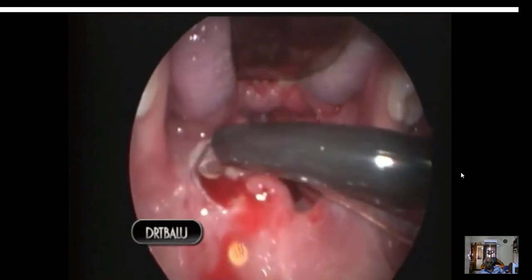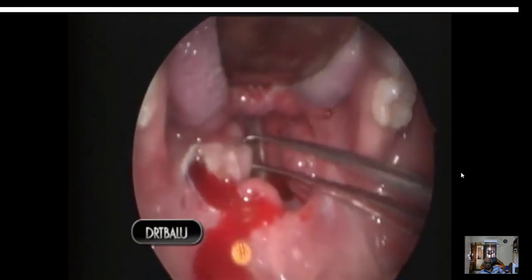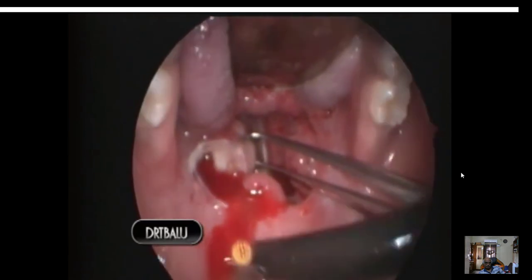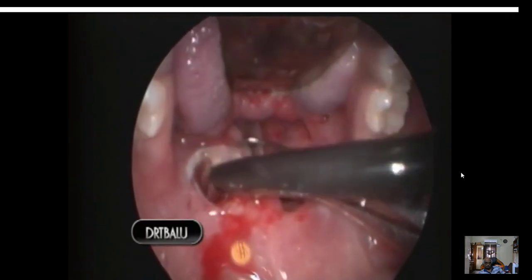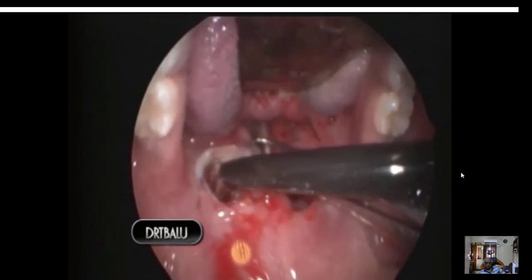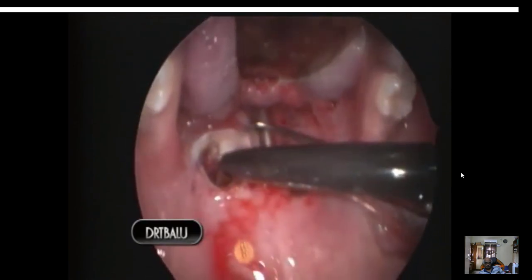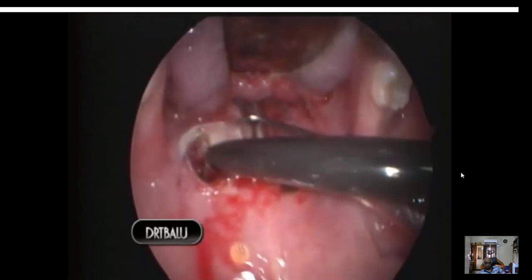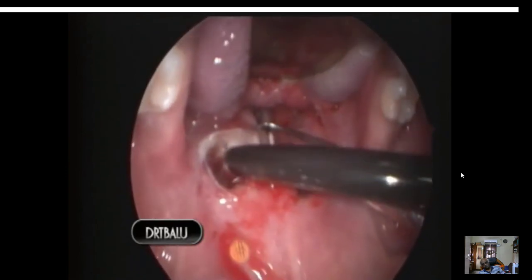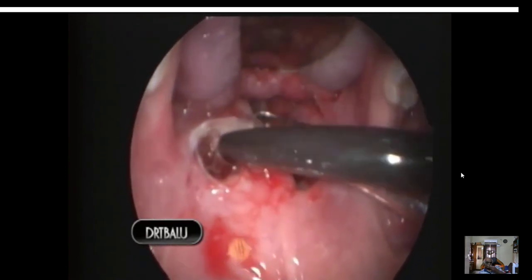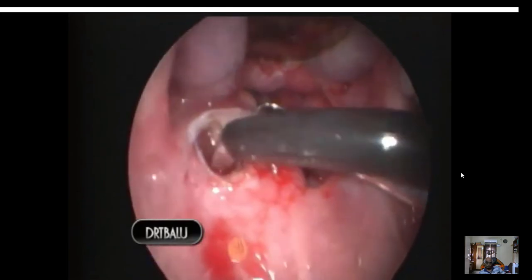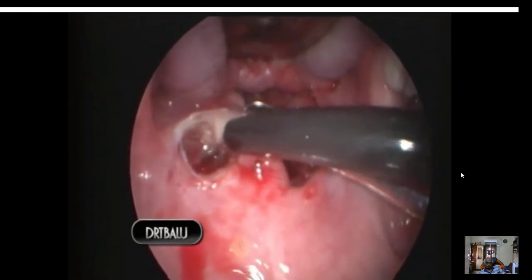There's only very minimal bleeding. You see the bleeding looks like more because the entire video was shot under a microscope. So you are seeing a magnified image. It's nearly 5 times magnified. Whenever there is bleeding, all you have to do is touch that area with the wand, press the pedal, and it will coagulate.